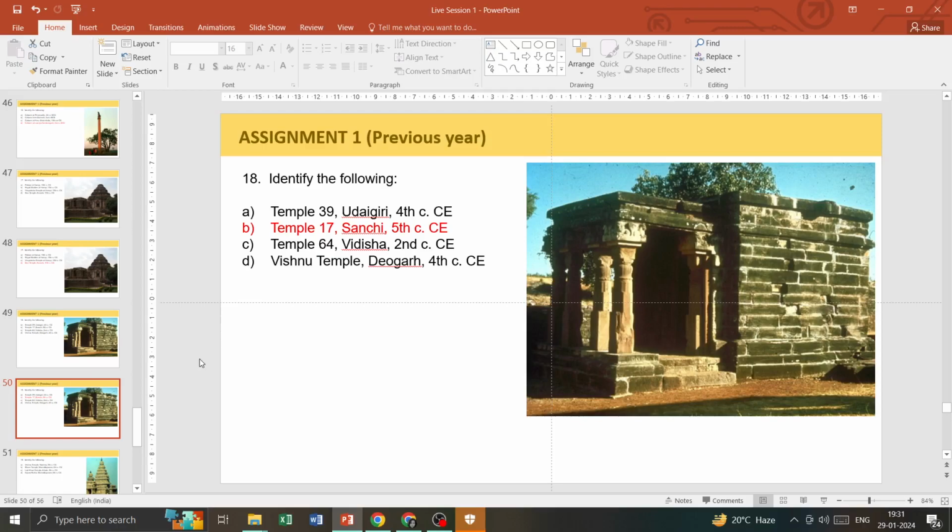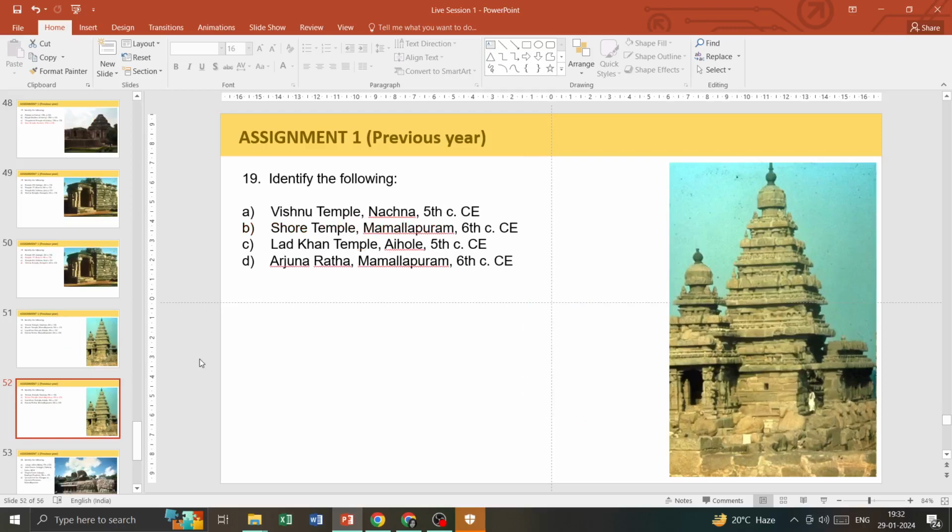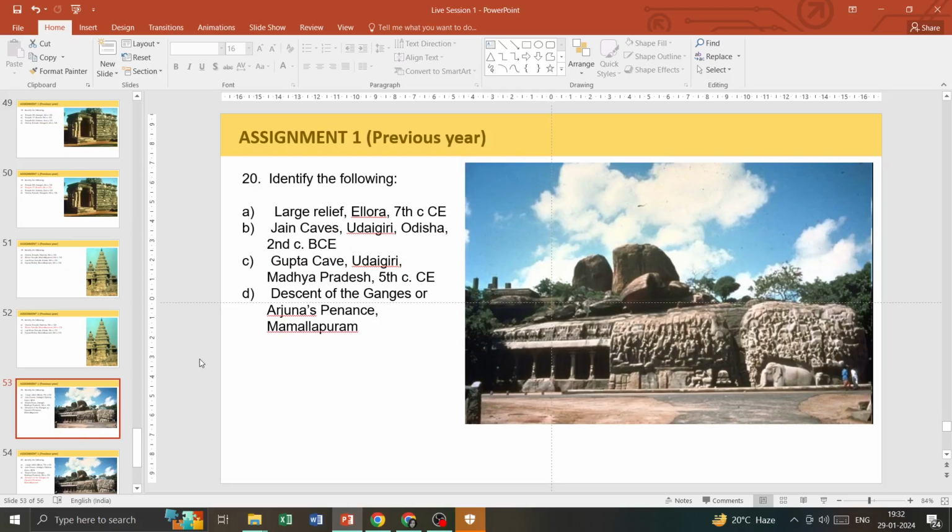It is one of the oldest examples of structural temples, which means it was not carved out of something. It was laid one stone by one, supported on beams and columns. It's a structural temple. And the last one, this is the descent of the Ganges or Arjuna's penance. It is called descent of the Ganges because these two boulders have been carved, and they depict the story of Ganga being brought to earth from heaven by Bhagirath. This is located in Mamallapuram.